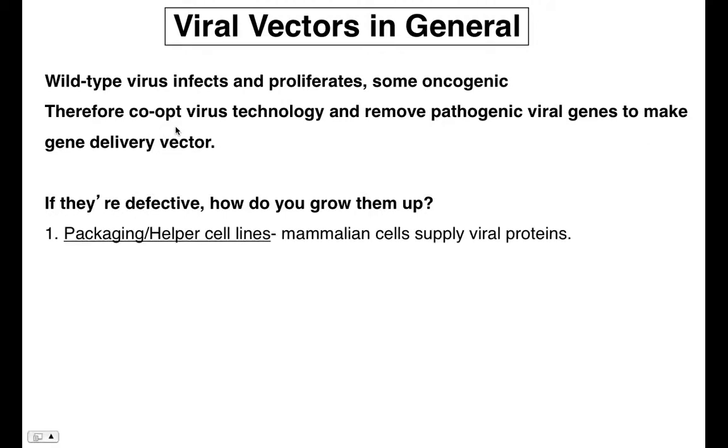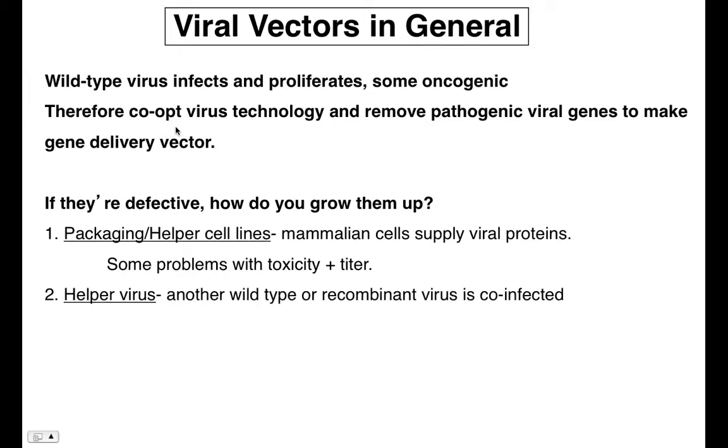And that is answered by two possibilities. You can have a packaging or helper cell line, and this is a mammalian cell that supplies these viral proteins, but these viral proteins tend to be toxic and your titer is going to be low. Titer is the measure of the amount of infectious virus, so you're not producing enough of the virion. Or you can add a helper virus, which is another wild type or recombinant virus that you co-infect alongside.